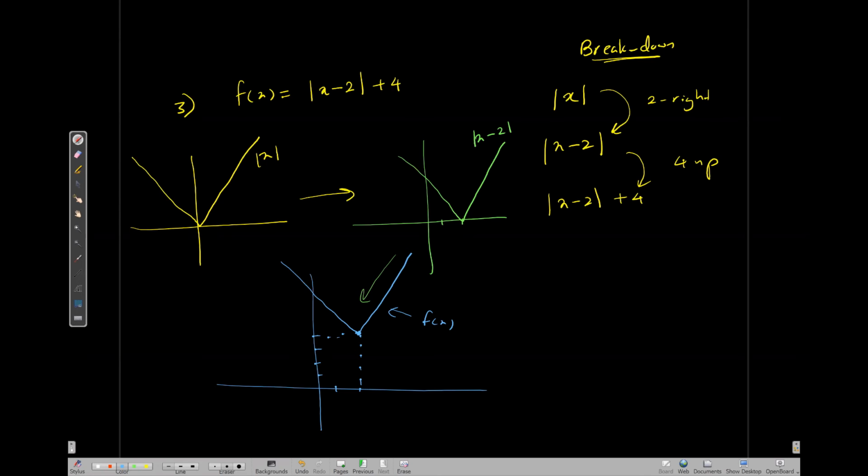I think actually you understand what's happening right now. Let's see a little bit challenging one. Now let me break down. How about this? The square root of x minus 2. What do you think?